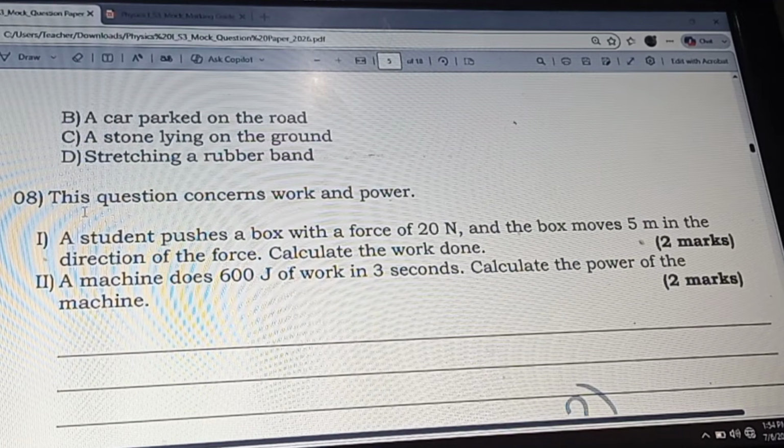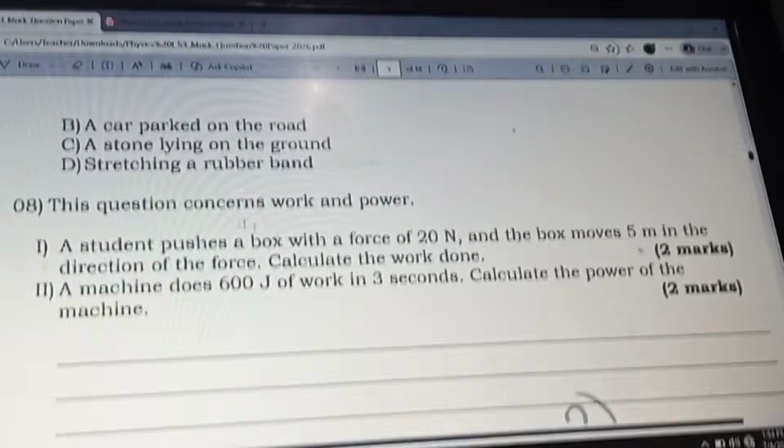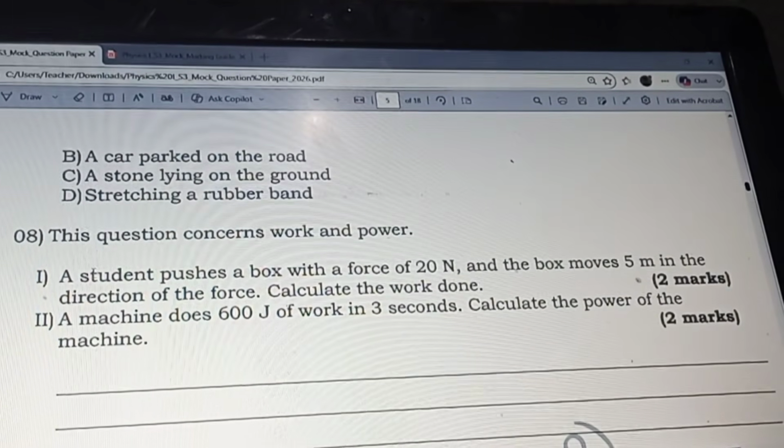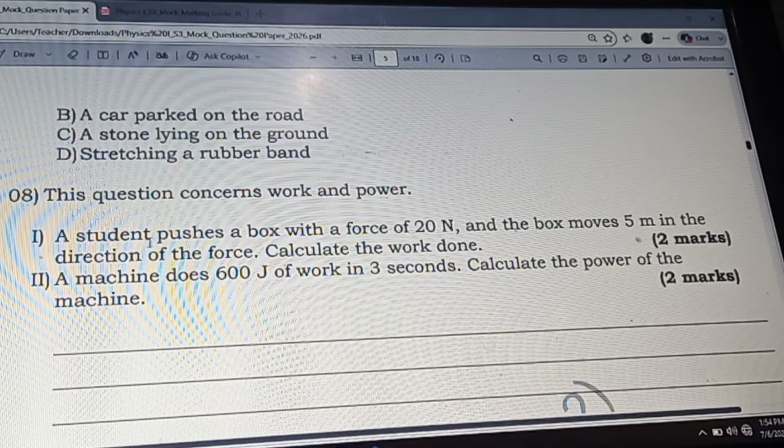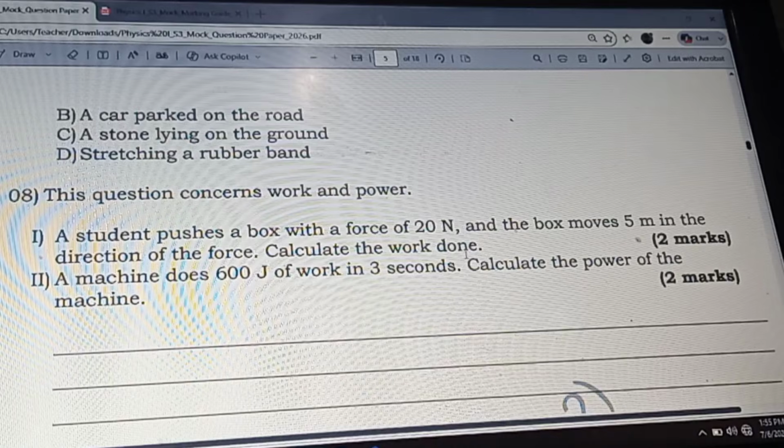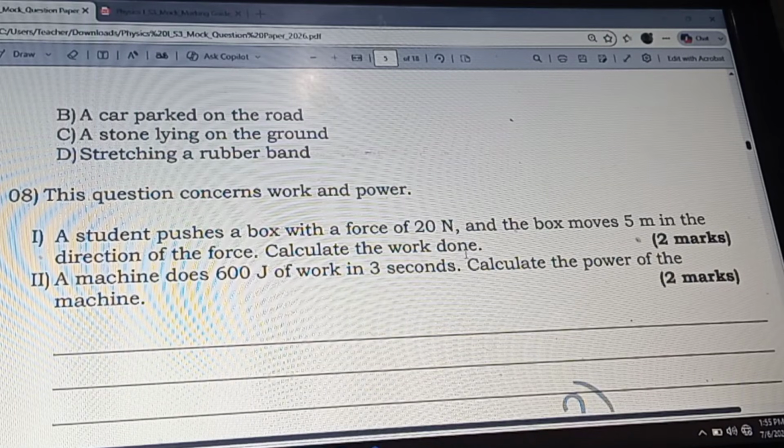Let's continue to this question. This question concerns work and power. A student pushes a box with a force of 20 Newton and the box moves 5 meters in the direction of the force. Calculate the work done. The formula of work done, remember, is equal to the force times distance.